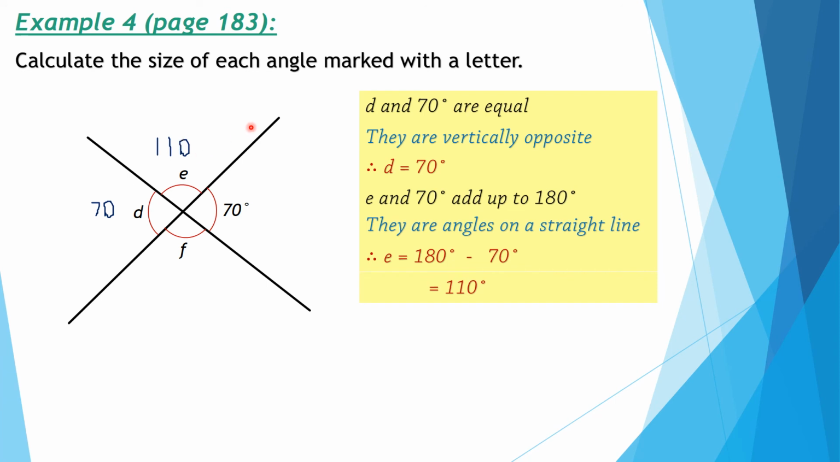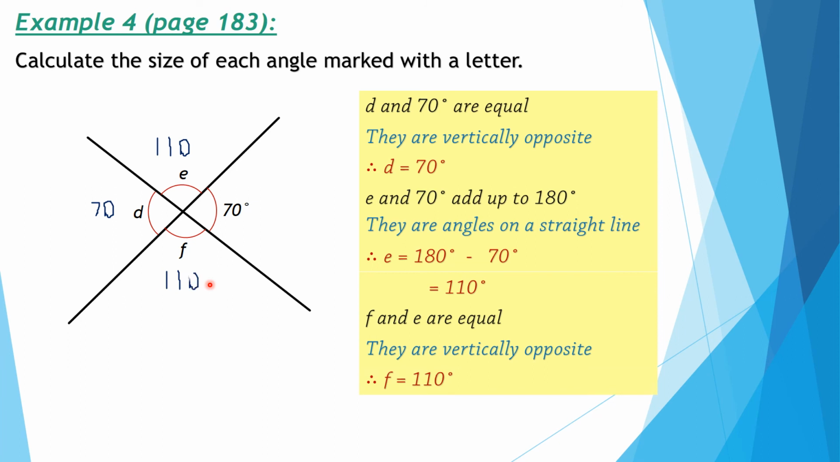And then we know the size of the angle D, and also we found the angle E. Now you can see there's another vertically opposite angle to E. Yes, it's F. F and E are equal as they are vertically opposite. So angle F is also 110 degrees.